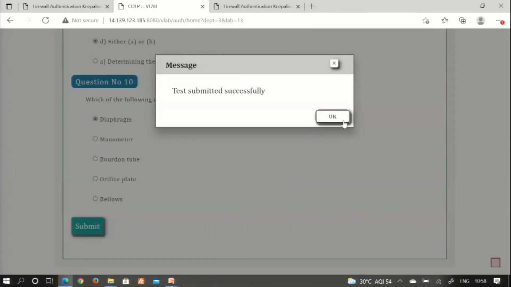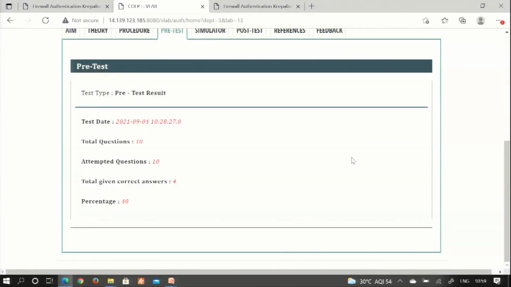I will submit this and then immediately there will be a result indicating that there were 10 questions, you appeared for 10 questions, out of that 4 correct. That means the percentage of marks which you have received is 40%. Now, once this pre-test is over, then you will go for the simulator. Then and only then we are expecting the student to promise us that they will follow the discipline. Unless and until there is discipline, things will not happen.